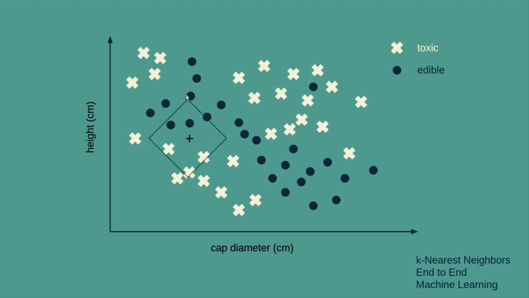We could say the distance is the height in centimeters plus the cap diameter in centimeters, also known as the Manhattan distance or the L1 norm. This is another perfectly valid way to create a distance. When working in just two dimensions, the L2 norm is a really convenient way to visualize distance.